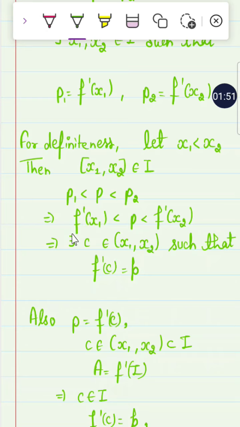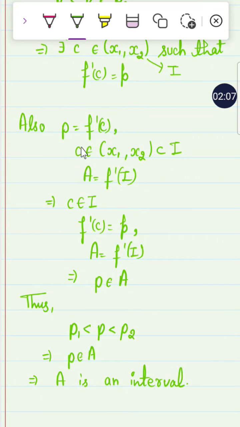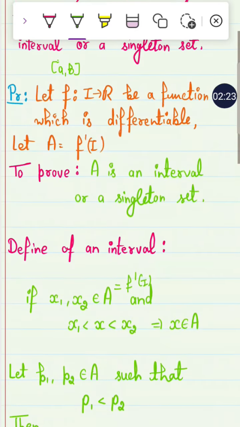So this implies that there exists C in x1 and x2, which is in I, such that f dash of C is equal to P. It implies, by the mean value theorem, that P is equal to f dash of C, and C is in x1 and x2, which is contained in I. So C is in I, and we know that A is equal to f dash of I.